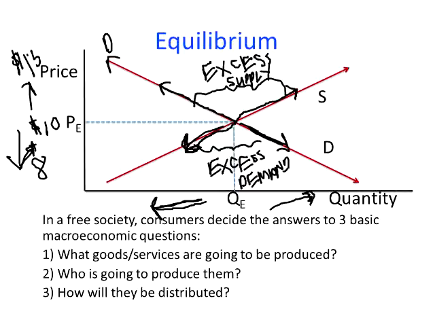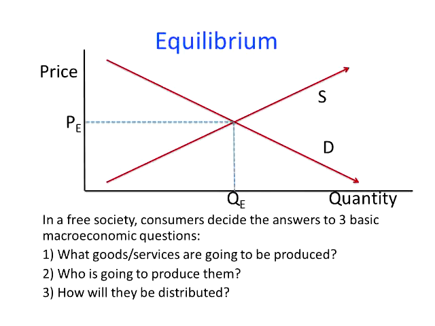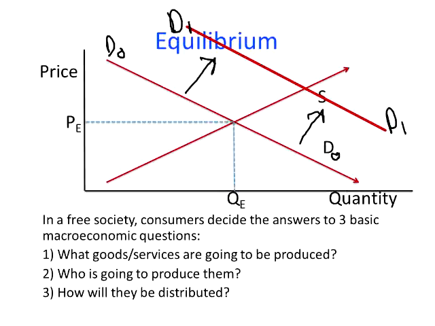Well, what about the other type of shift determinants? I'm going to clear this page for a second. And now I'm going to talk about the idea of what if we move the demand line up to here. Okay, so this is demand line 1, whereas this one down here was demand line 0. What causes the demand line to shift upward, right?